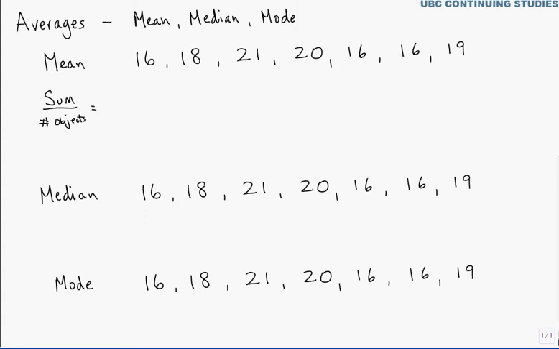So in this case, let's just add them all up. 16 plus 18 is 34, plus 21 is 55, plus 20 is 75, plus 16 is 91, plus 16 is 107, plus 19 is 126. And there are 7 objects here. So 126 over 7 gives us 18. So 18 is the arithmetic mean.